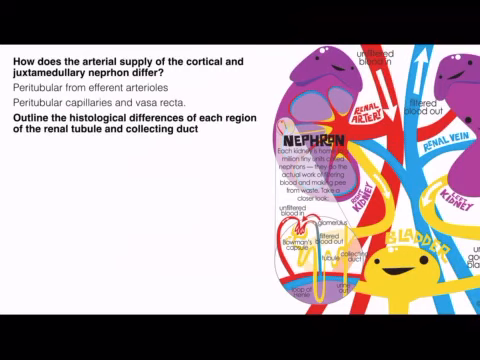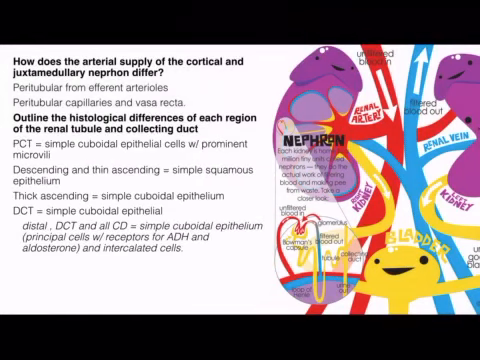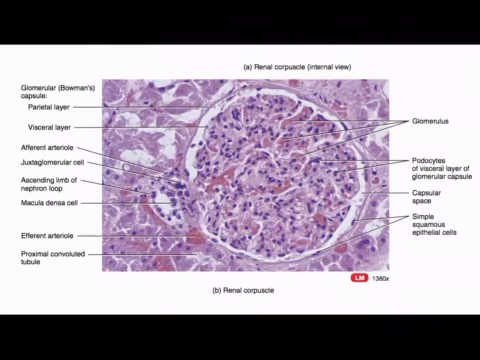Histological differences of each region, we've been over this as well. So the take-home message is in italics. Distal, DCT, and all collecting duct is simple cuboidal. So your descending and thin ascending is simple squamous epithelium, right? The simple cuboidal epithelium are principal cells with receptors for ADH and aldosterone, and intercalated cells. Okay? We will get to those functions later on.